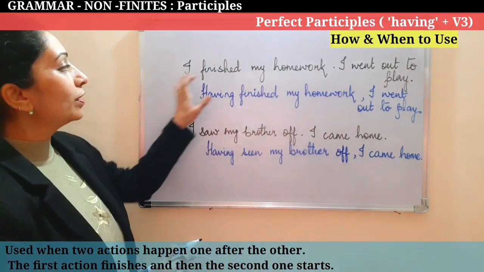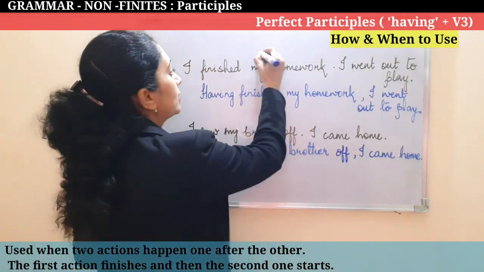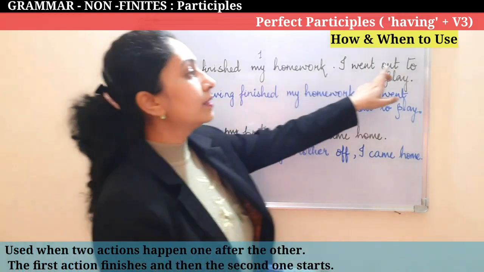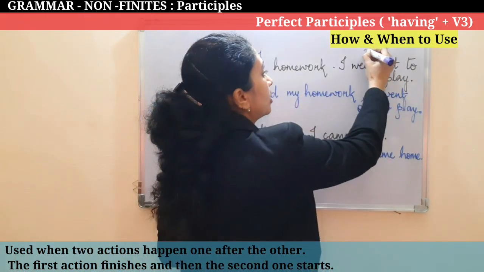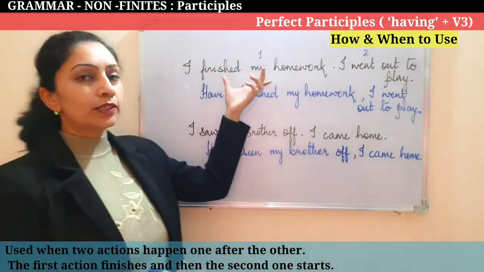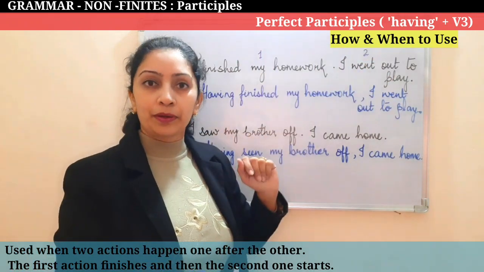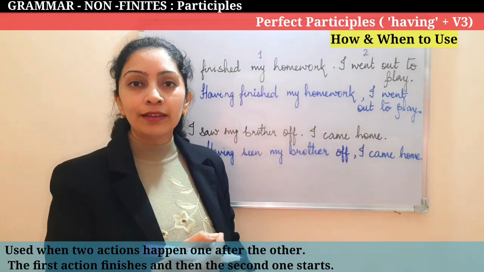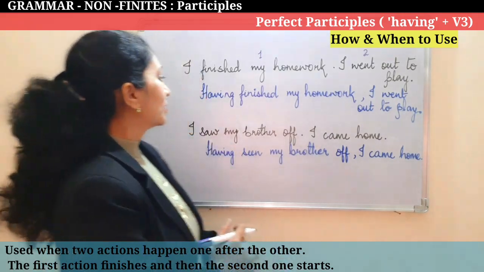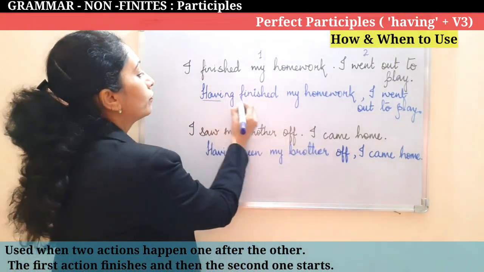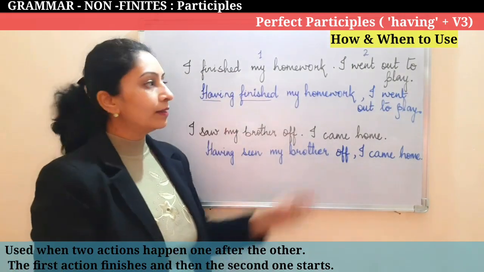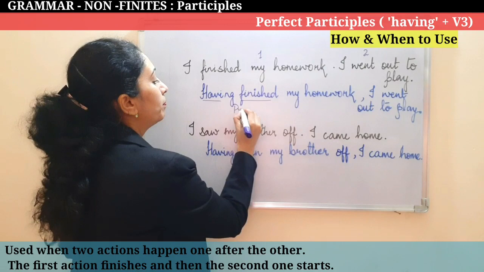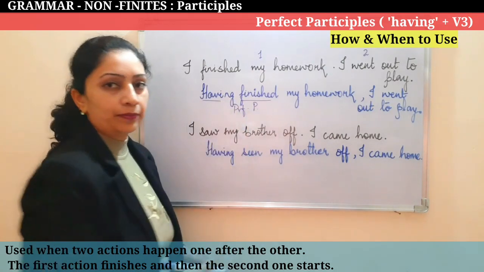sentences. I finished my homework. This is action number 1. Done, completed. I went out to play. So this is action number 2. So after the first one is finished, the second one happened. So if that is the case, then we will start with having and third form of the verb. So we'll start like this. Having finished my homework, I went out to play. So having finished here is a perfect participle.